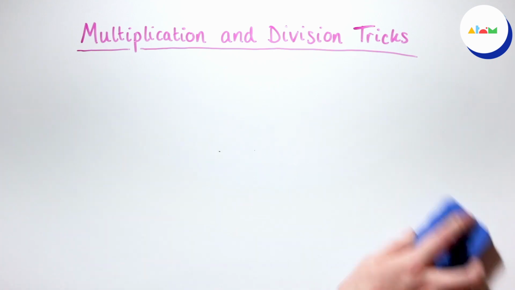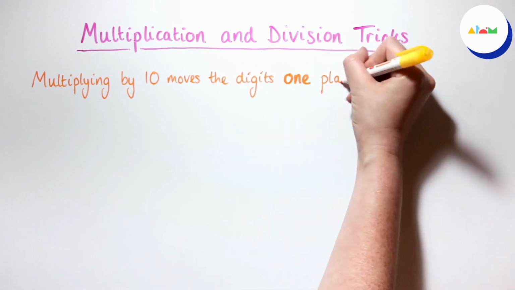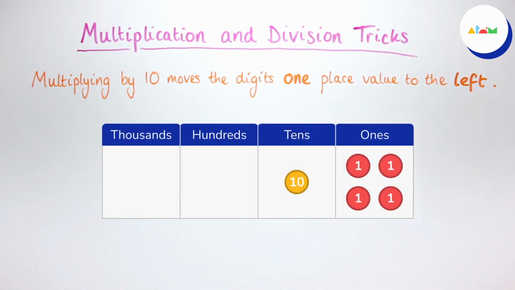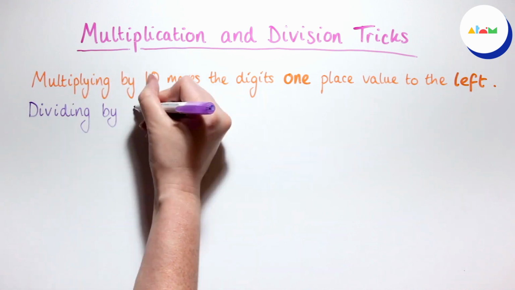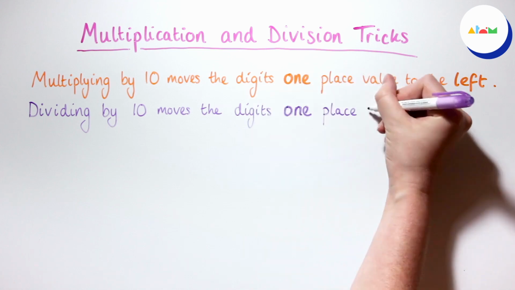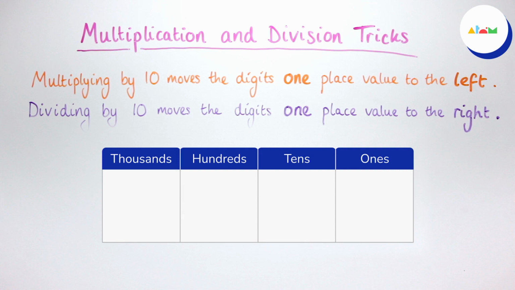The next trick is multiplying by a power of 10. When we multiply by 10, we move the digits one place to the left. This is because we make everything 10 times bigger. The equivalent division trick is dividing by 10 moves the digits one place value to the right. So 240 divided by 10 is 24.